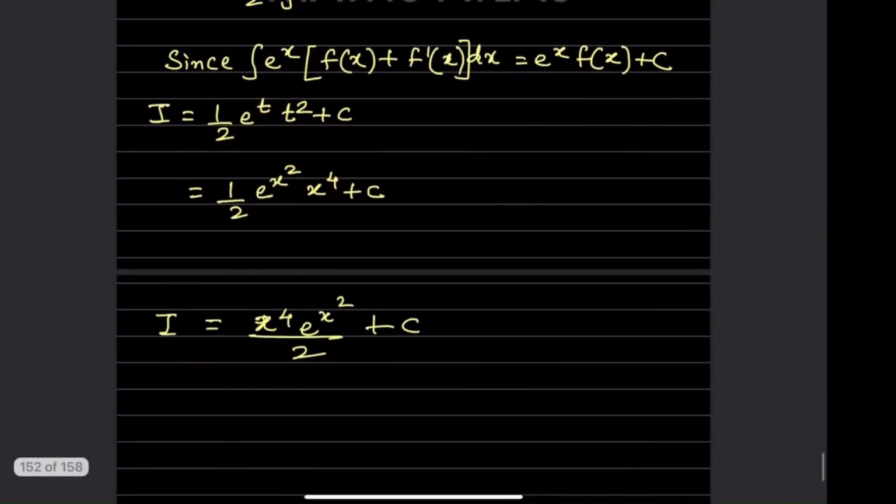So we will write here further. This is x raised to 4. We can just rearrange. We will write x at the start, and this is divided by 2 plus c. So this is the final answer.